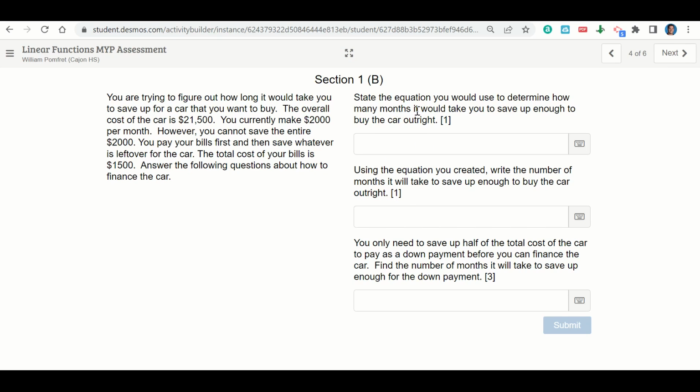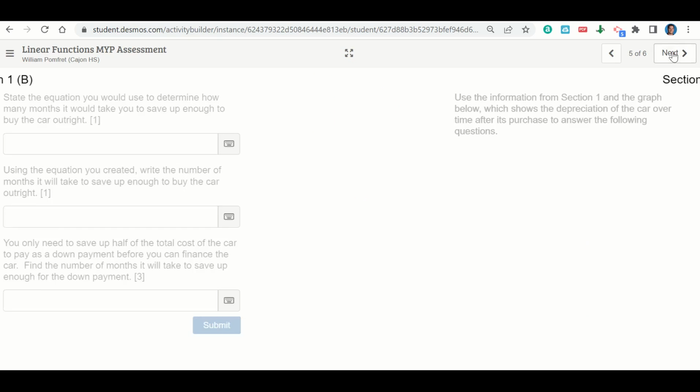So you write the equation, solve it, and then for the last question it says, well, what if instead we only had to come up with a portion of the car? So what if we had to finance half of it? Which means that you're going to save up to put a down payment of half the value of the car. So how long would that take you? So you'd go ahead and put that there.